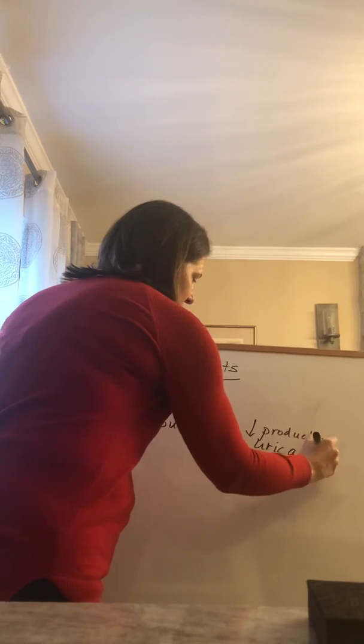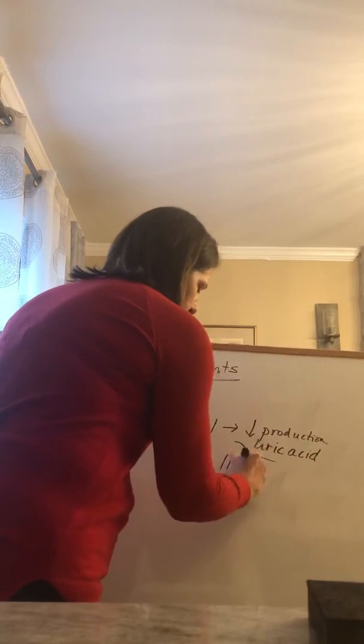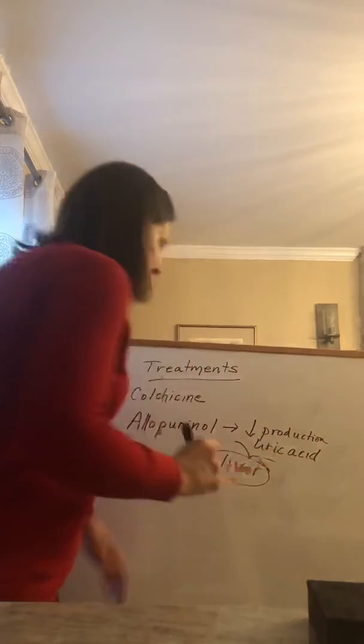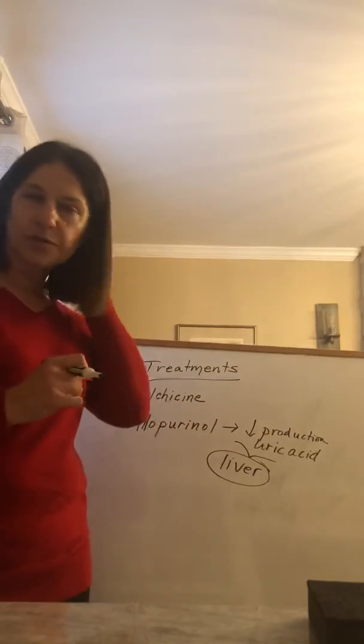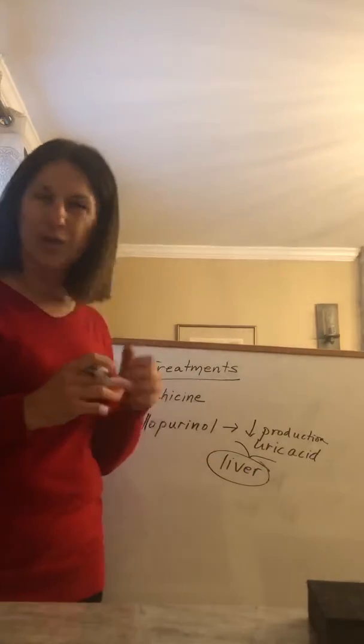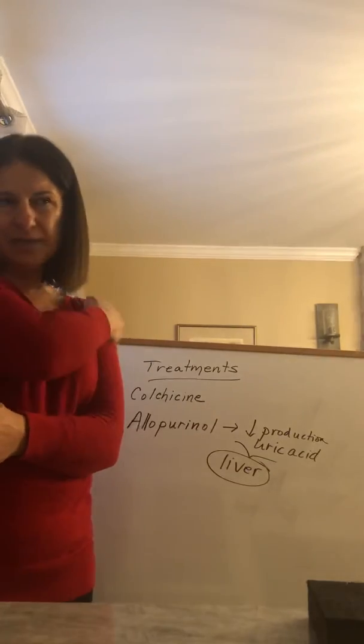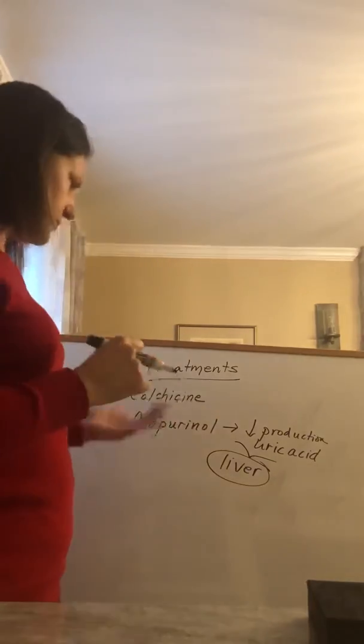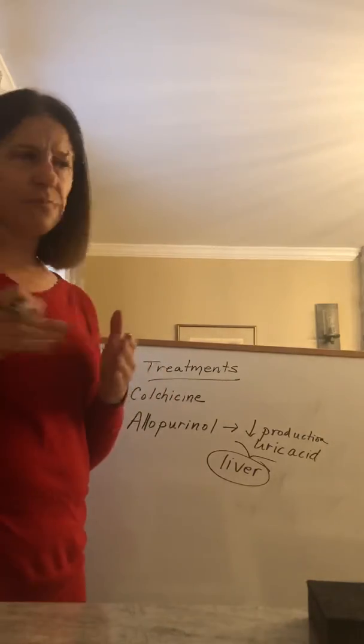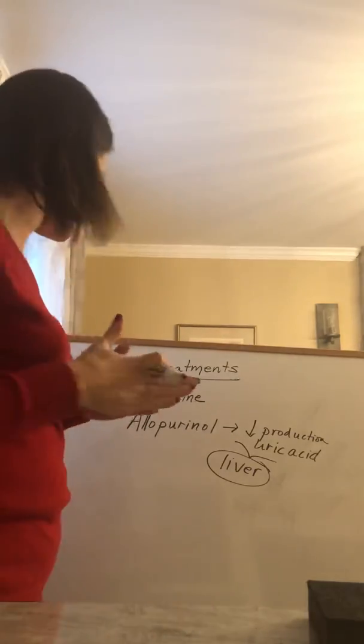So this acts at the level of your liver. And so one of the things that can happen with long-term administration of allopurinol is some people incur liver damage associated with that. So it's not always used as a treatment in some people, depending on other risk factors they may have for liver damage.